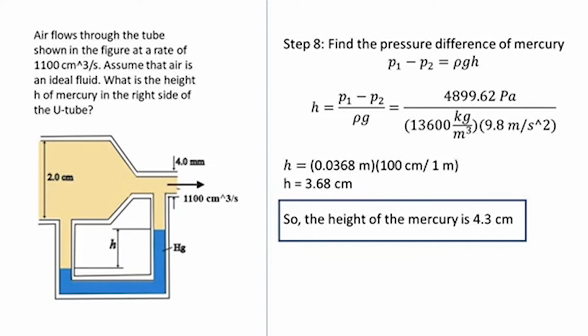And now, last couple of steps here, we just find that difference and we use it to solve for the height. We just rearrange that equation that you'll see up there and then plug in all of our knowns, and we find that the height is going to be 4.3 centimeters.